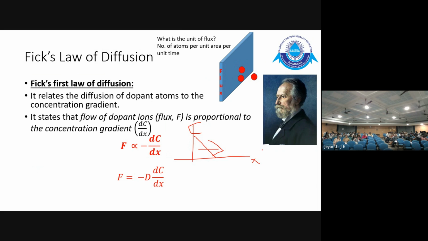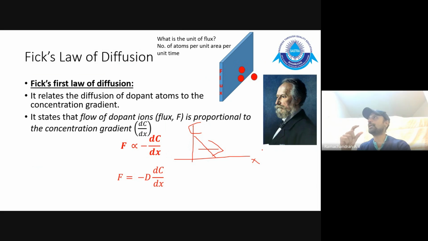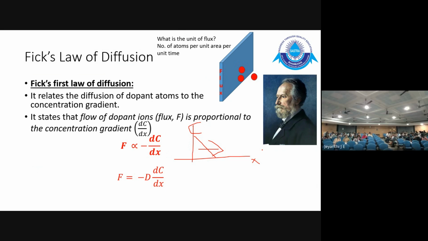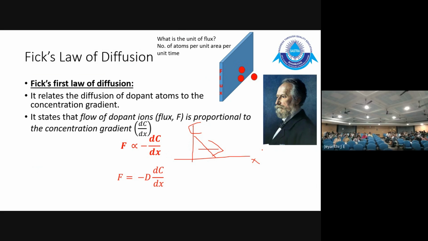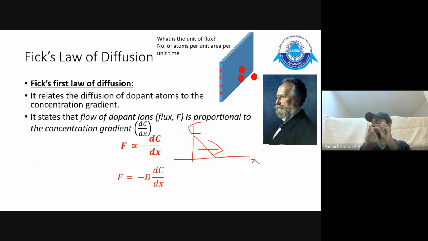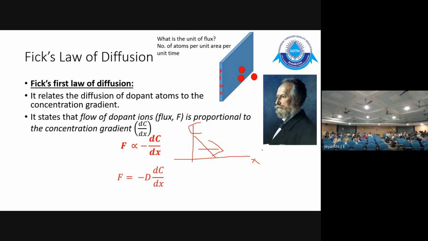I assume a 1 centimeter cube volume. And in that, how many atoms are there? That is what concentration is. So that's why the unit is always centimeter power minus 3. In a box of 1 centimeter size cube, how many atoms, electrons or holes are there? Depending on what you refer to. Here we refer to the dopant concentration, so the unit is always centimeter power minus 3.